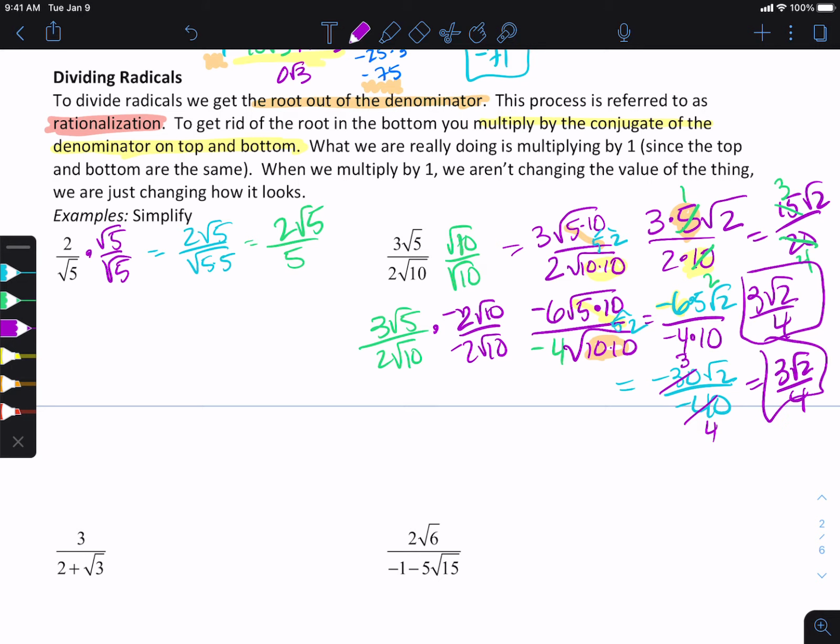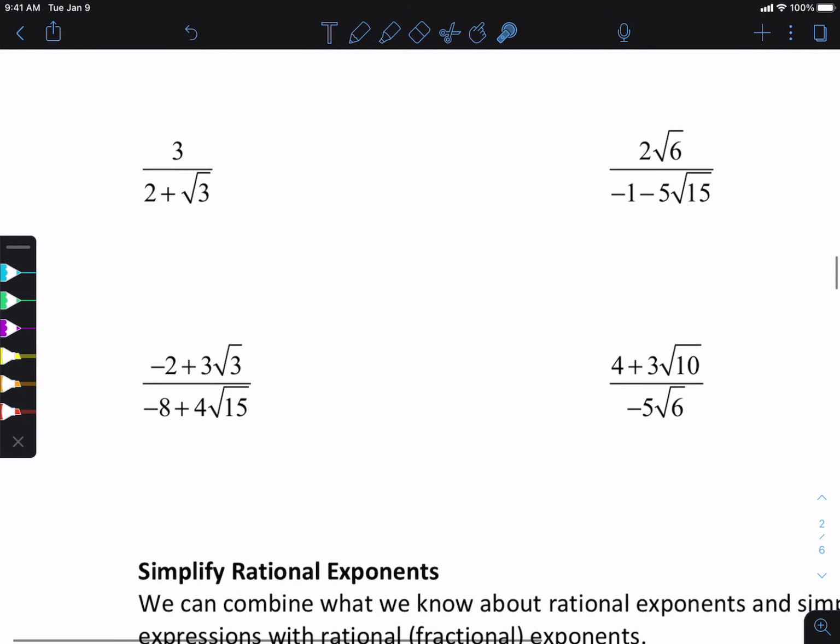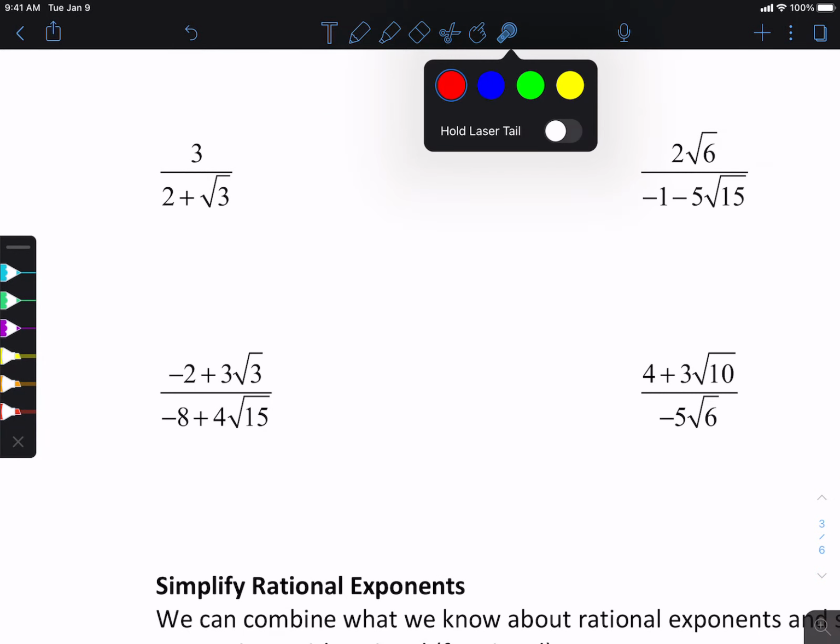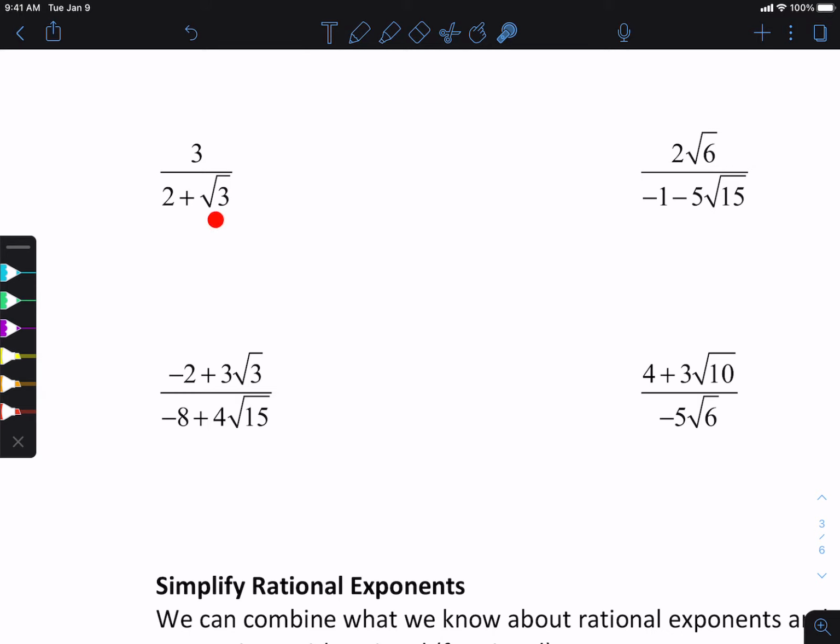Again, same thing. There's a little more numbers to deal with here, which is why I prefer this option, because the numbers are smaller, there's a little bit less things to do. When we have this kind of a problem, and you have a binomial, you have to multiply by the conjugate. You can't just multiply by the root 3, or the negative root 3. You have to multiply by 2 minus root 3. If you don't multiply by the conjugate, you won't get rid of your root in the denominator.